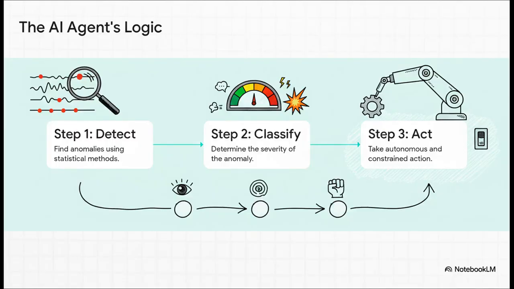And the agent follows this really clear three-step logic. It's pretty simple. First, it detects something weird. Second, it classifies how serious it is. Is this a tiny blip or a 5-alarm fire? And third, it acts. It takes a safe, autonomous action. Let's see what those actions actually are.